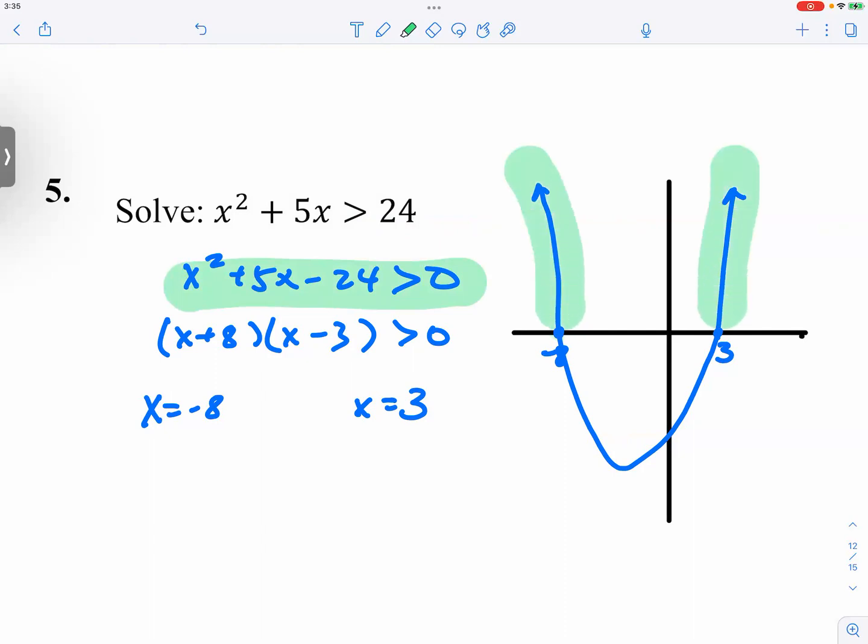So this is the part that's above 0, which is to the left-hand side of -8 and to the right of 3. Therefore, our solution in interval notation would be from -∞ to -8, not including -8. But then we also need to include this part as well. So we say union 3 to infinity. That's how you present two sets of intervals in a single solution.